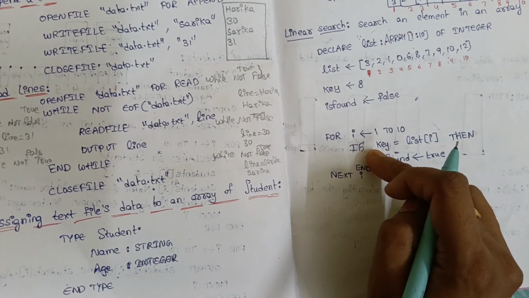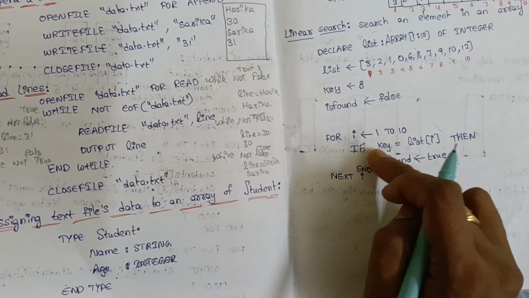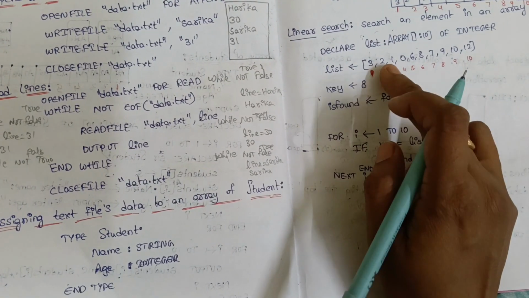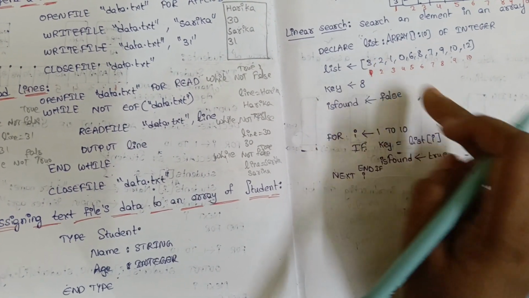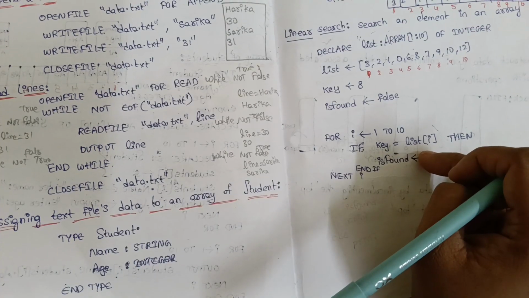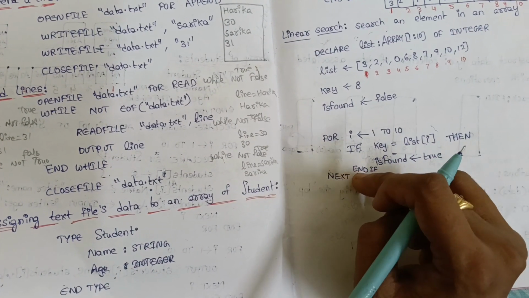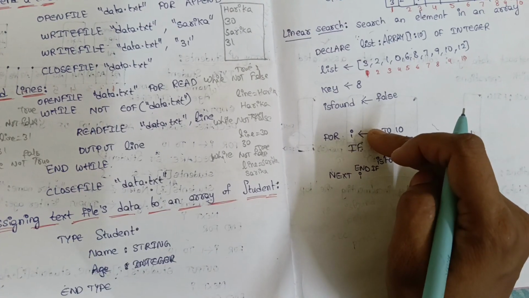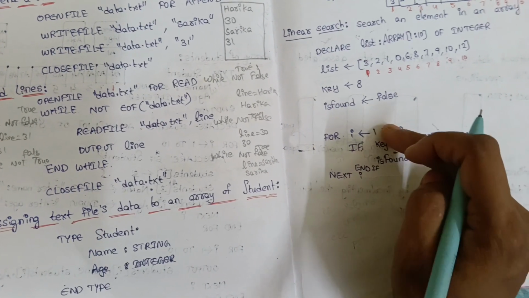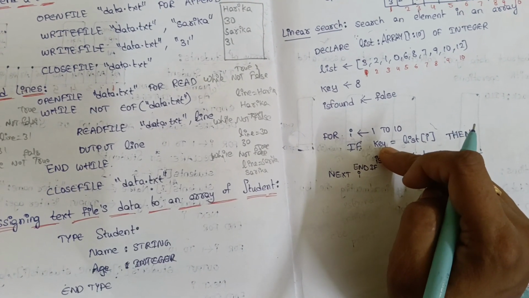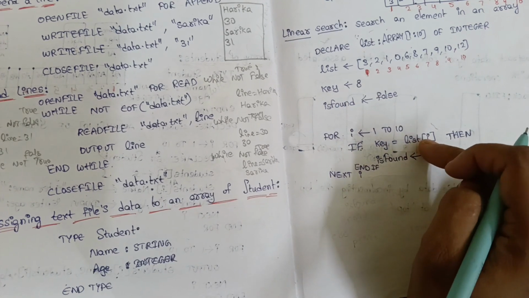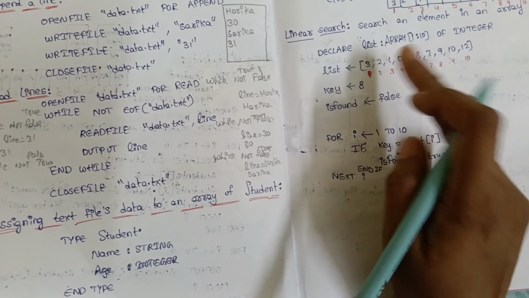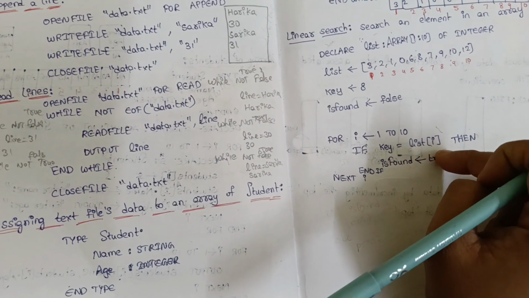Okay, then i will become 2. Again I'll enter that loop, and I'll try to compare my key with the list of 2. Is 8 equal to list of 2, that is 2? No, we don't enter this conditional statement. Again, next i gets incremented, and i will become 3. Okay, then we'll enter the loop, then we'll compare 8 with the list of 3. Is 8 equal to list of 3, that is 1?